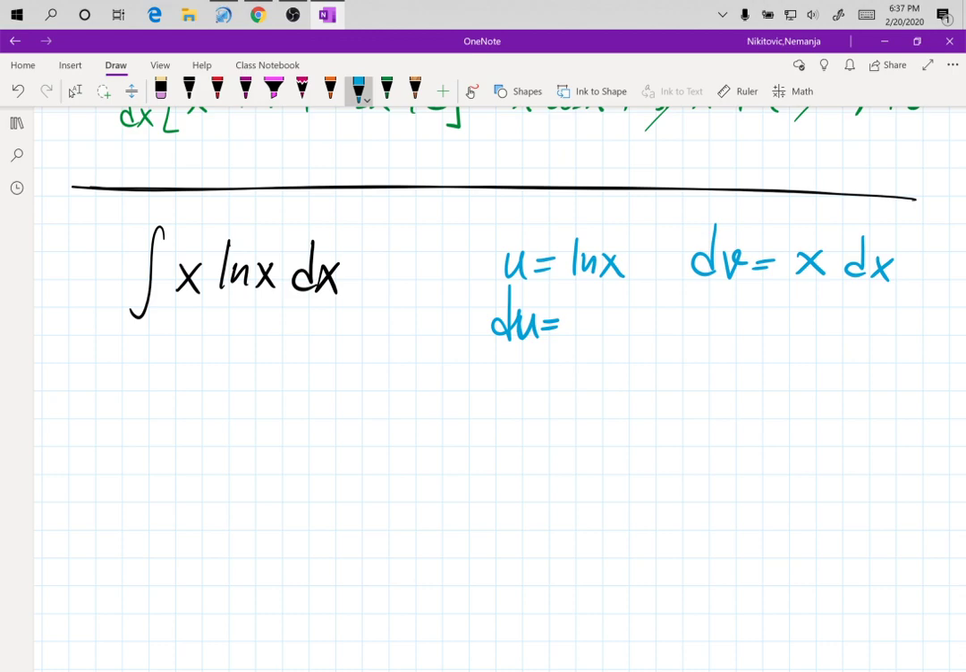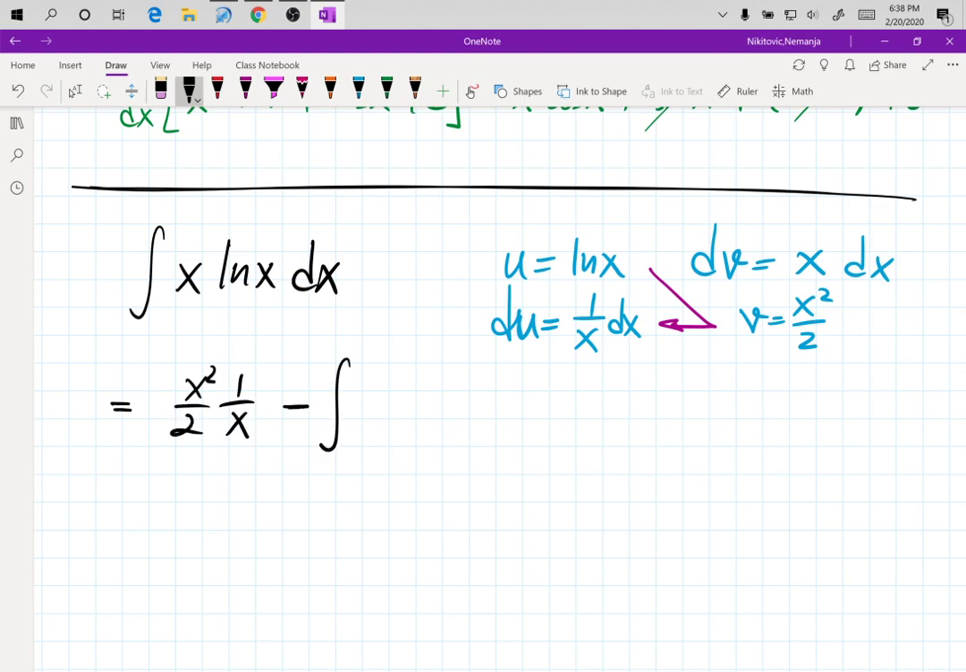Derivative of ln x is 1 over x dx, and the integral of x is x squared over 2. And we don't have to put plus c, there will be plus c at the end of the problem. Now we draw our arrow, and we have what? We have x squared over 2 times 1 over x minus the integral of, no, sorry, that's wrong. It's x squared over 2 ln x, thank you. And then now it's x squared over 2, 1 over x dx.